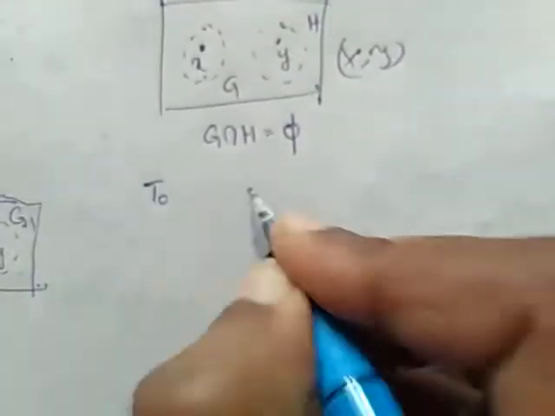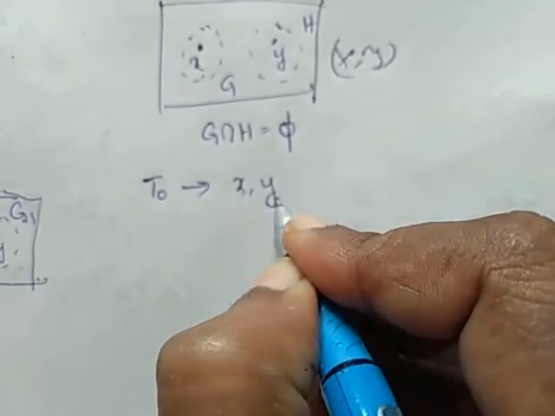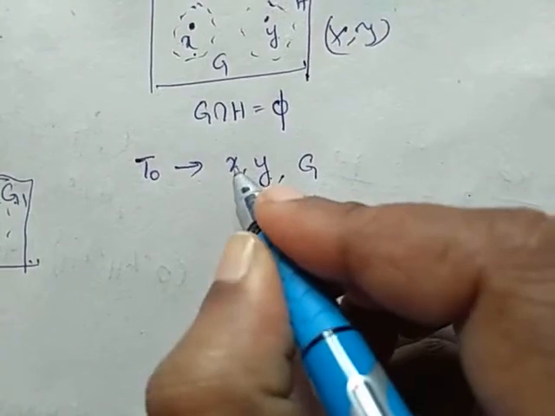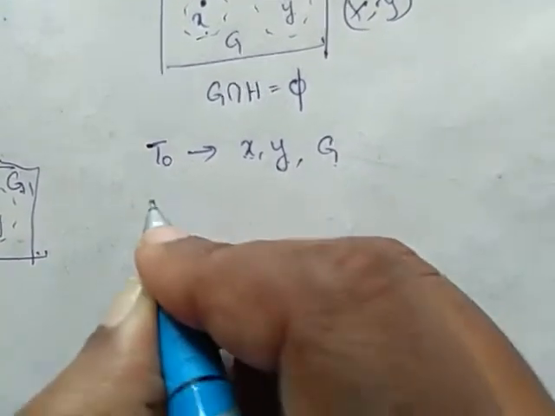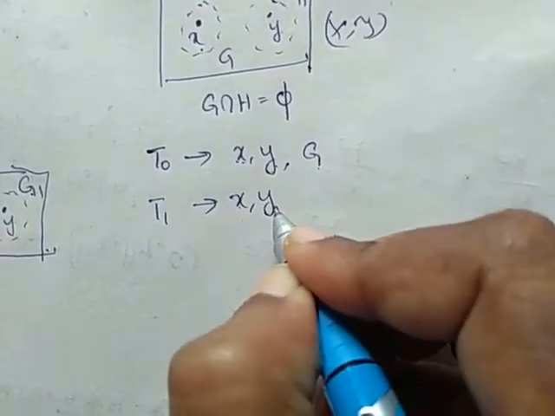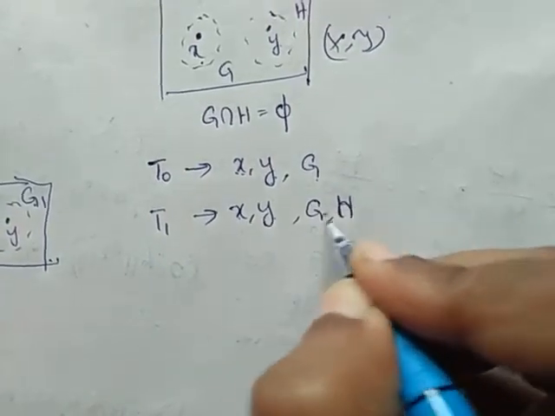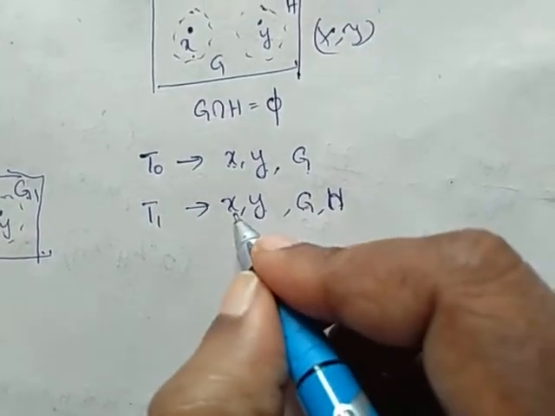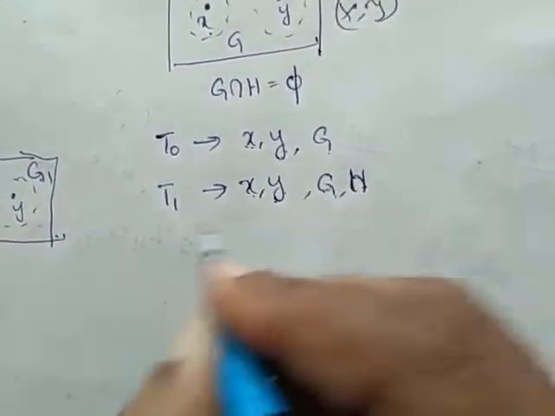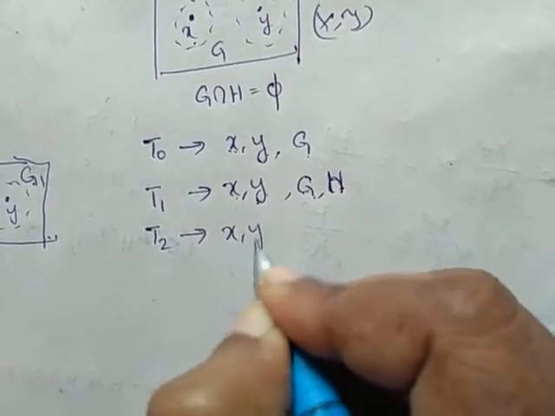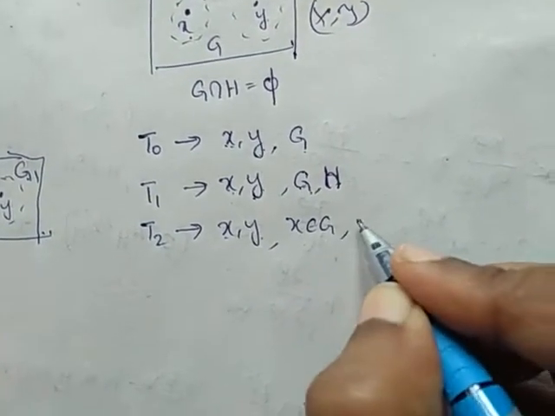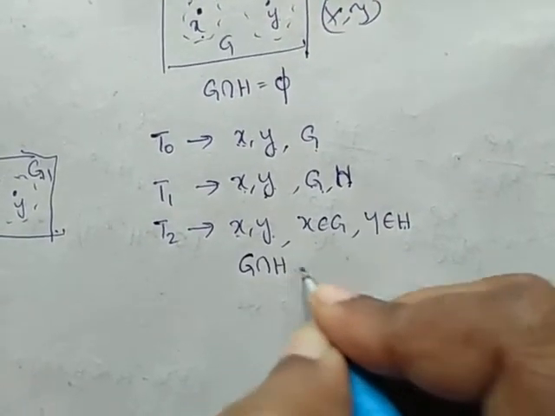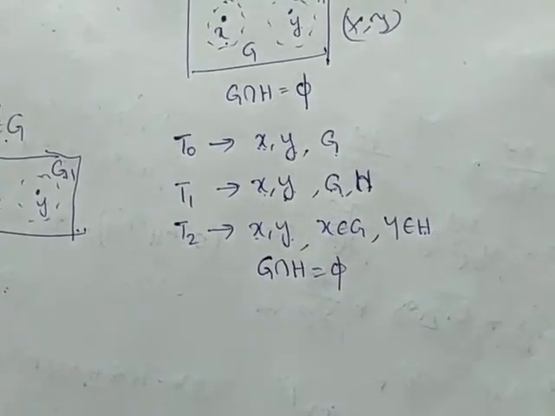So in T0 space, for any two distinct points x and y, there should exist an open set G such that either x belongs to G or y belongs to G. In T1 space, for distinct points x and y, there exist two open sets G and H such that either x belongs to G and y belongs to H, or x belongs to H and y belongs to G. In T2 space, for two distinct points x and y, if x belongs to G and y belongs to an open set H, in addition to this condition, G and H should be disjoint. Such spaces we call T2 space.